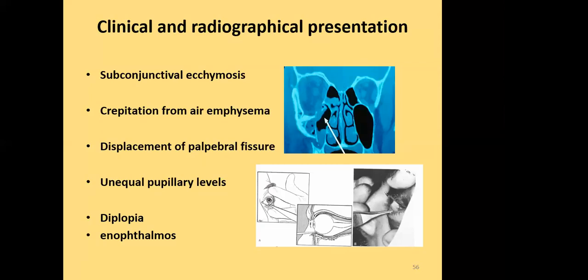So ecchymosis, subconjunctival ecchymosis, for sure, should tell you that there's a problem. Then diplopia and the ophthalmos and so on, you are able to resolve just from your clinical assessment.